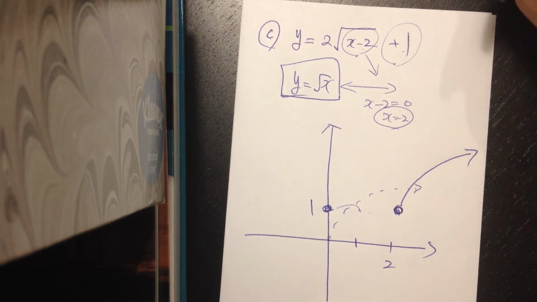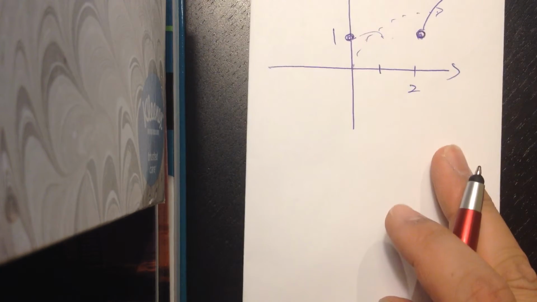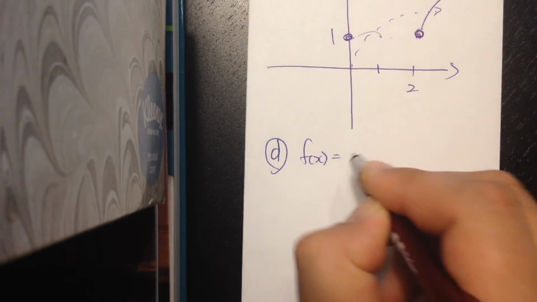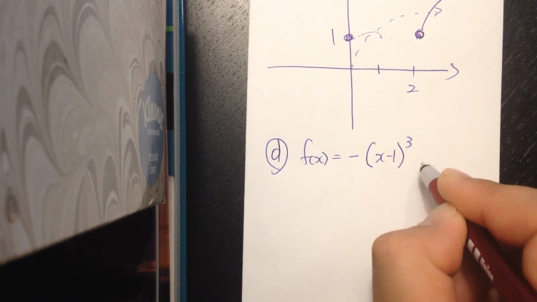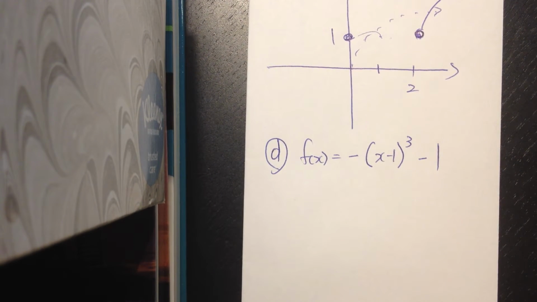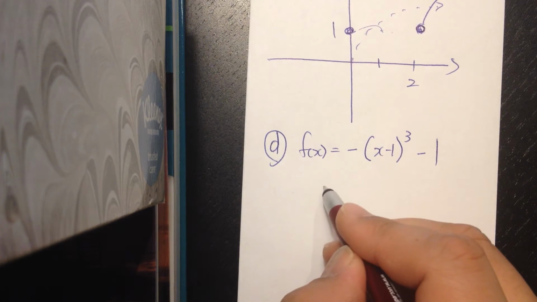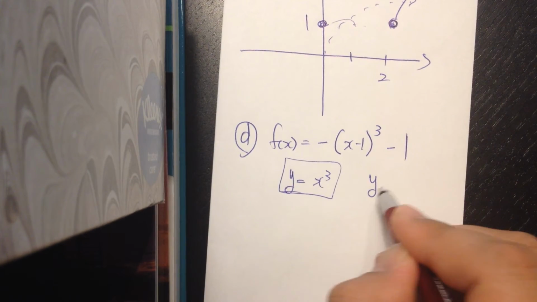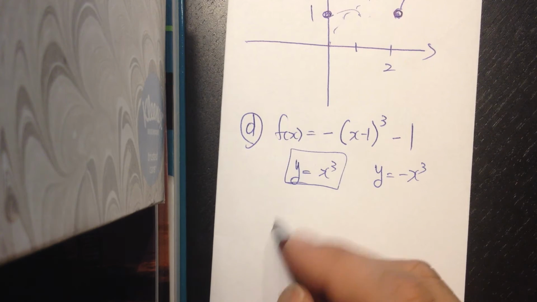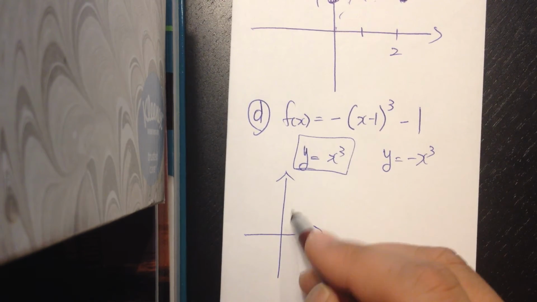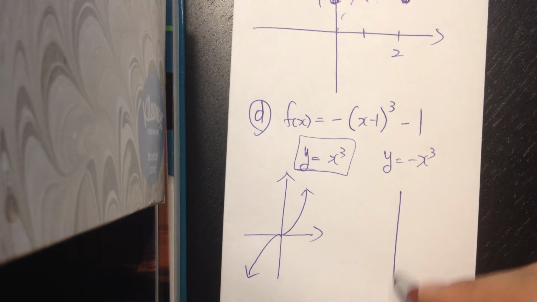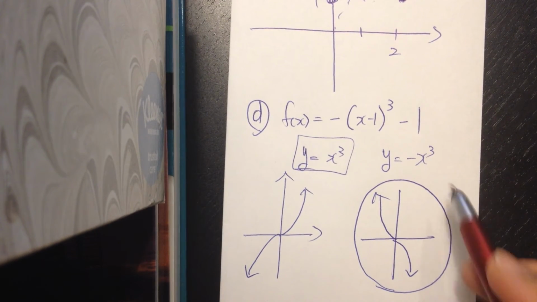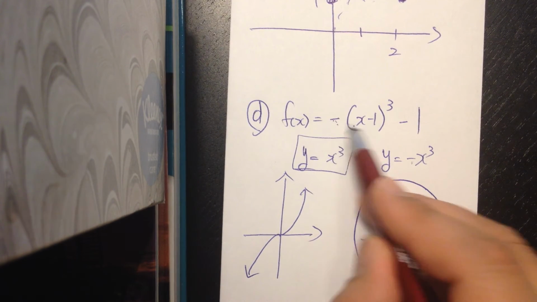All right, lastly, D. D is f of x equals negative, x minus 1, to the third power, minus 1. Now, first of all, you got to understand this guy. And of course, you got to understand the negative. So simply this means this guy, the other way around, right? So we're interested in that one because of the negative right in front of the parentheses.